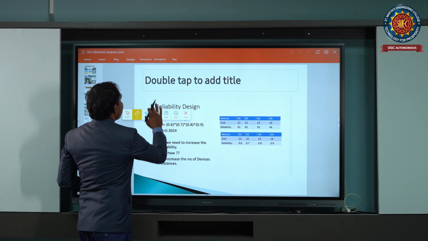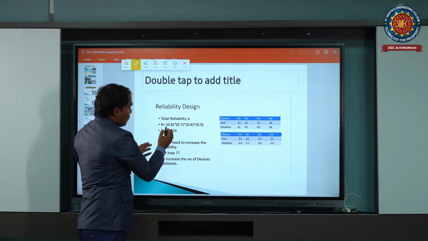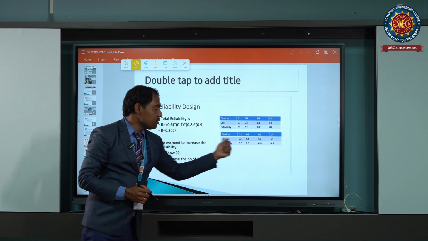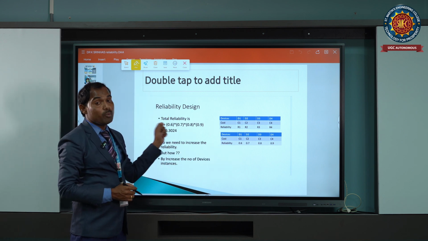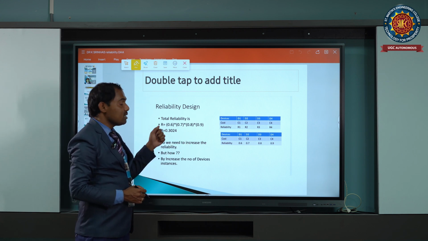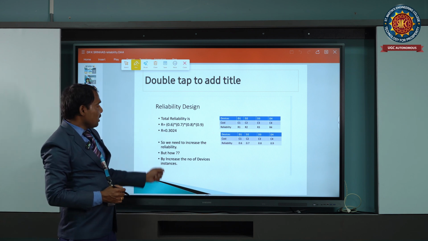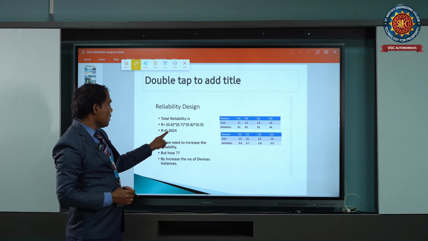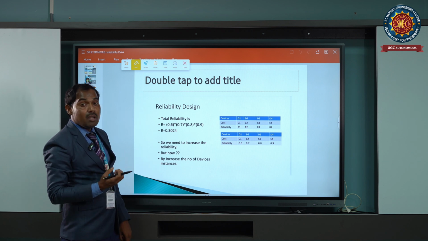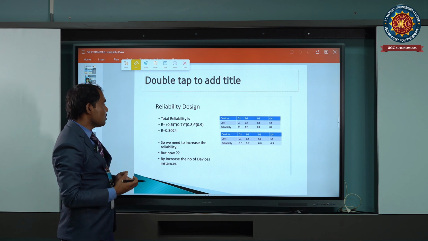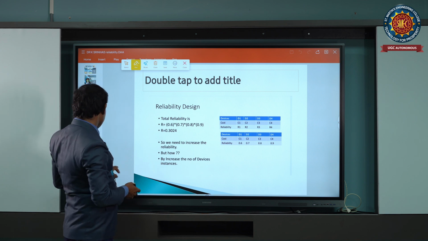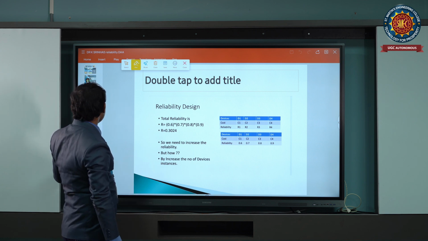So here, how could I find out the product value of reliability? You can see we have to multiply the values, and then we will get the R value, that is 0.3024. So the system success rate is 30% only. Then what do we have to do now? I have to use more devices, and we have to increase the reliability.